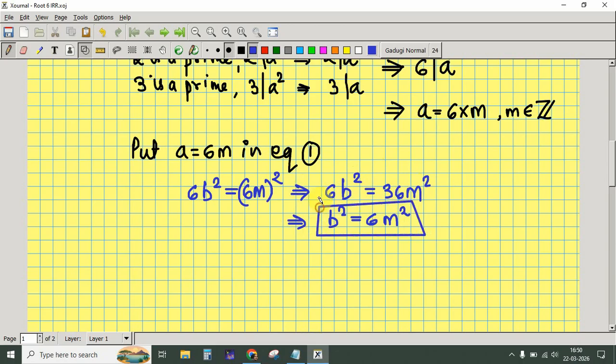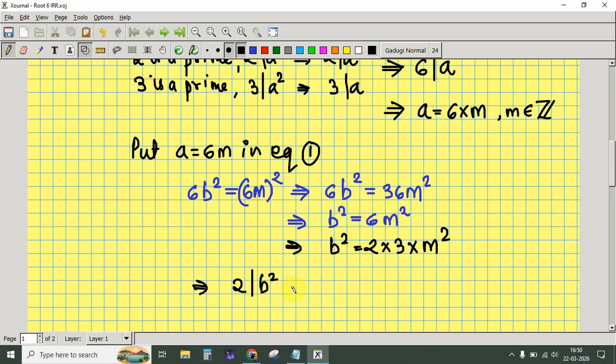Now observe this equation and comment. Comment what? 6, sorry, you have to go further. This 6 can be broken into 2 into 3 and then comment. Comment what? 2 divides B square and 3 divides B square and M square divides B square. This branch has to be rejected.